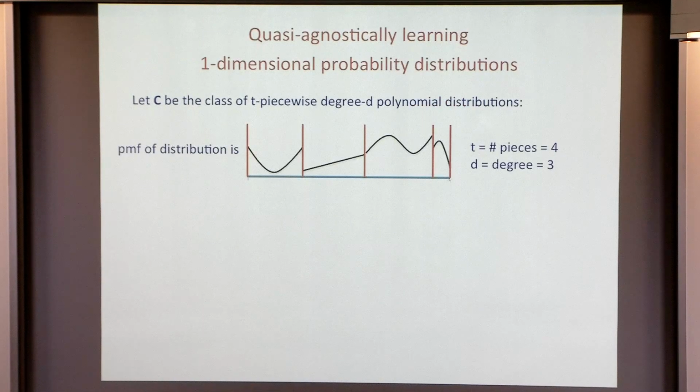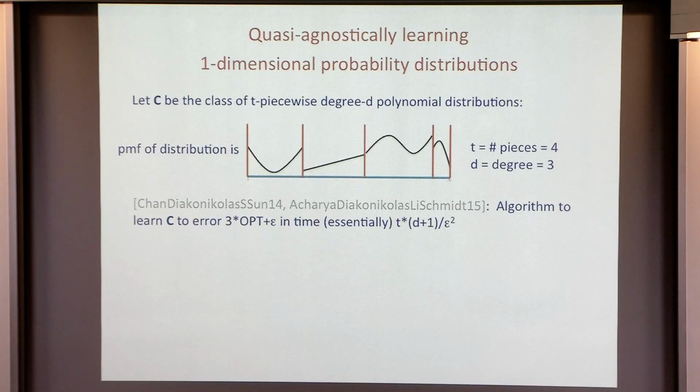I'll close by just telling you about two results on agnostic or quasi-agnostic learning of probability distributions. This is a one-dimensional problem. We're going to consider this class of t-piecewise degree-d polynomial distributions. They're distributions over some segment of the real line. And here t would be 4, d would be 3. This is some wacky distribution where within each of these 4 pieces, the probability mass function is a degree d, a degree 3 polynomial. It's known how to agnostically learn this class of distributions, or I should really say quasi-agnostically. It's 3 opt plus epsilon that is achieved.